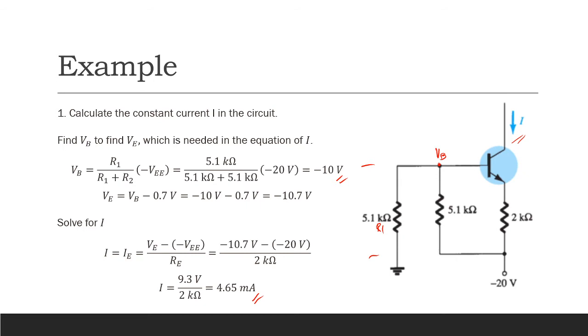So ganun lang siya. Parang it's just really with the characteristics na innate sa mga transistor natin, pwede siya mag-provide ng constant na current.